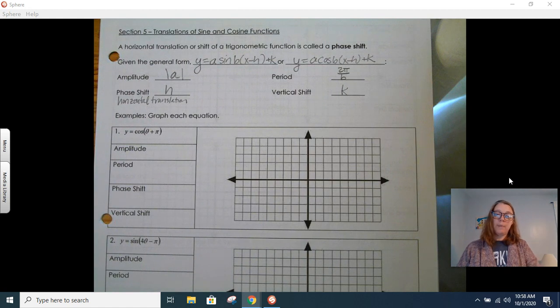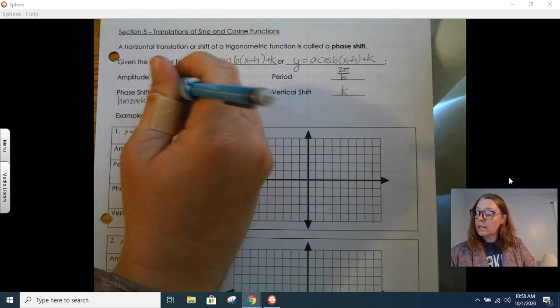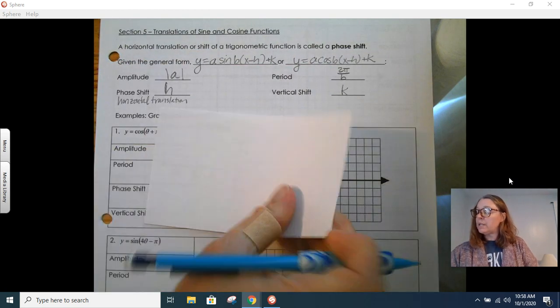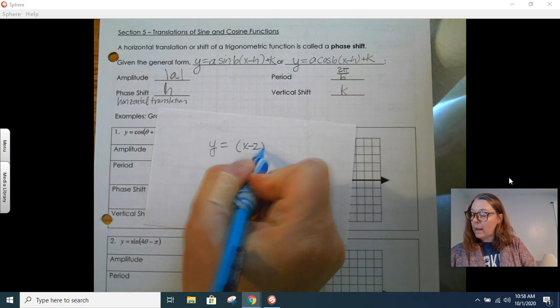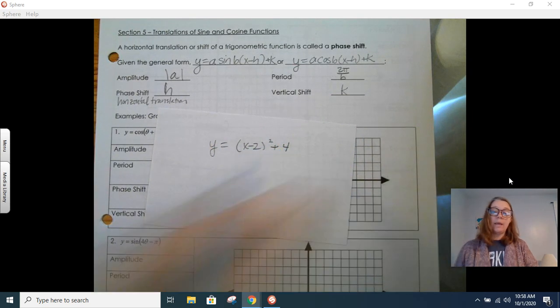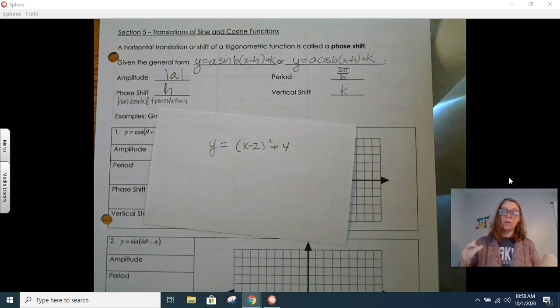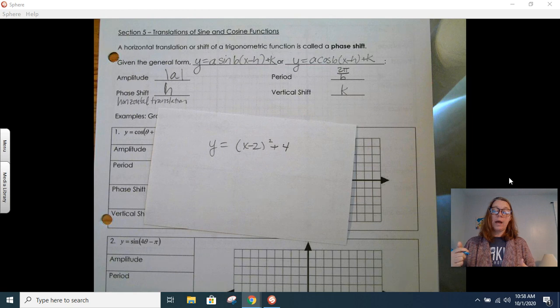And all this relates back to what you did with other functions in previous classes. You have seen before maybe an equation that looks like this. That's a parabola, right? And that minus 2 would mean you go to the right 2, and the plus 4 would mean that you go up 4. It's the same idea, except that it's going to be with these trig functions.